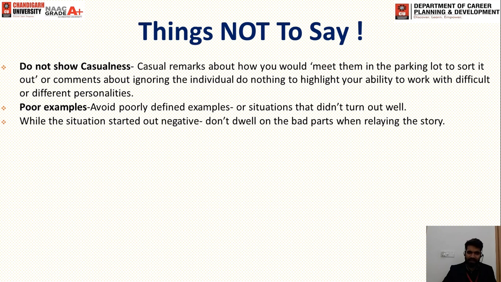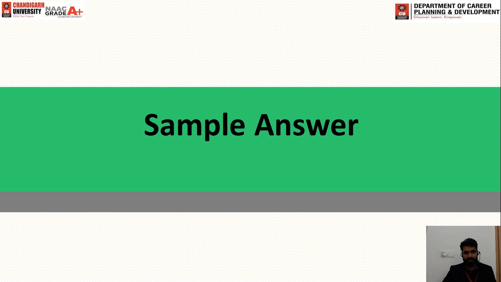Again, if you have a negative example in conflict, then you try to translate it from the negative to a positive one. Don't just end up talking about the negative part. Okay, a sample answer. So this particular sample answer is for working individuals.